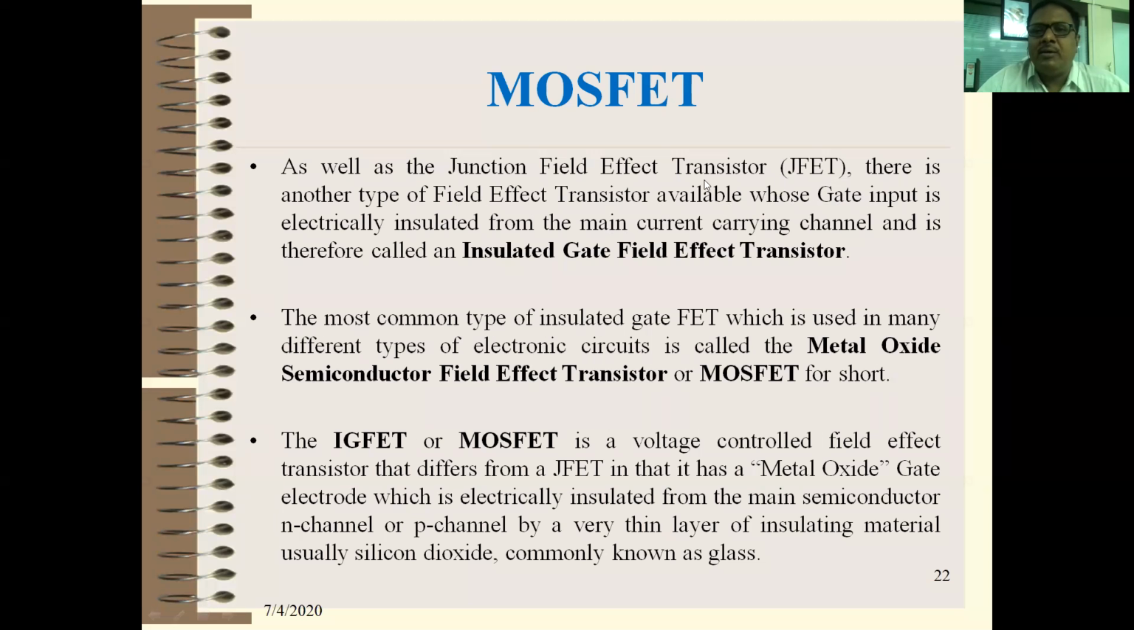The advantage of BJT is that it has very high current gain, but at the same time the input impedance of BJT is low. And the FET has a very high input impedance, but the current gain is low. So according to the application, you can use BJT as well as FET in amplifier circuits.